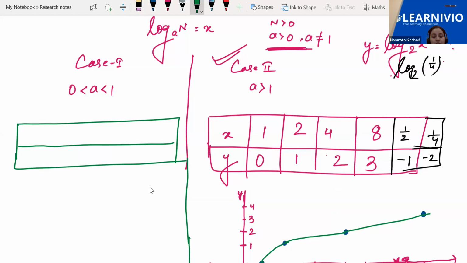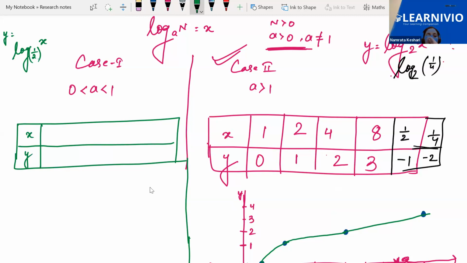For the other scenario, let's take log base 1 by 2, because a is lying between 0 and 1. Accordingly, we are taking the logarithmic function. This is the function we are having: y is equal to log x base 1 by 2. Is it making sense, Annapurna? Yes.